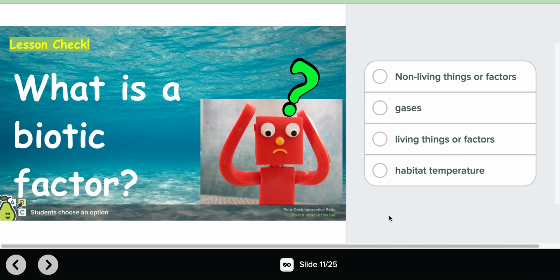All right, let's check in real quick, guys. What is a biotic factor? Is it going to be non-living things, gases, living things, or habitat temperatures? Which answer do you think is the best one? And the correct answer is living things. So whenever you see just bio at the beginning, nothing else, then it's going to always mean living.